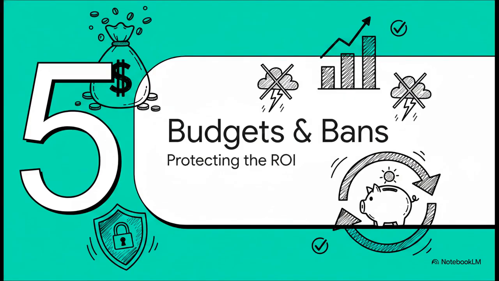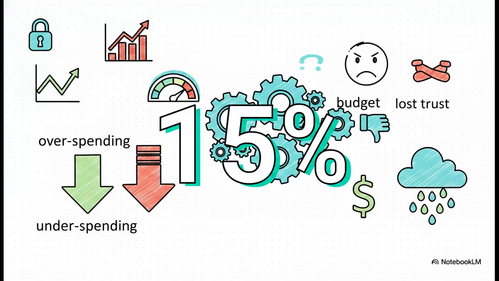Finally, we need to tackle the financial mechanics and the inevitable reality of handling account restrictions. Let's look at Section 5, Budgets and Ban Prevention, Protecting the ROI. The absolute crucial takeaway here is this exact threshold: 15%. If a client's daily budget pacing is more than 15% over or under your expected spend, you must investigate it immediately. Honestly, you should set up automated budget rules right in your ad platforms just to catch this.